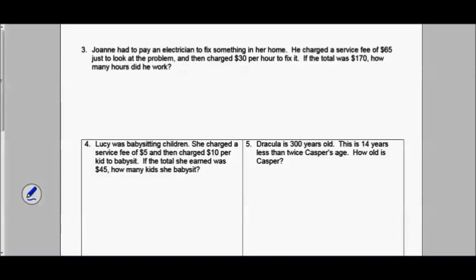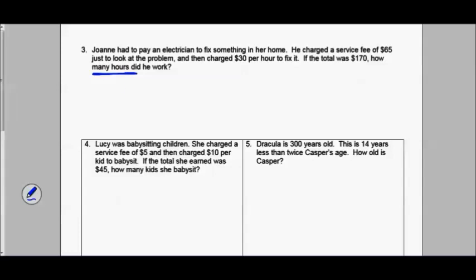On the top of the back page, we have one more to do together, and it says Joanne had to pay an electrician to fix something in her home. He charged a service fee of $65 just to look at the problem, and then he charged $30 per hour to fix it. If the total was $170, how many hours did he work? So we're trying to figure out how many hours.